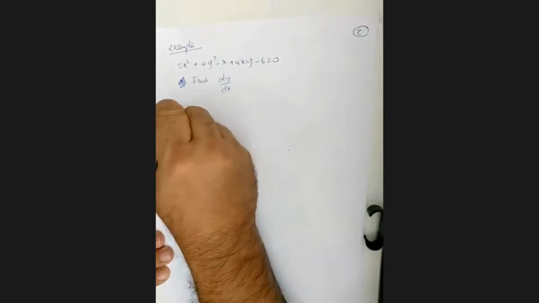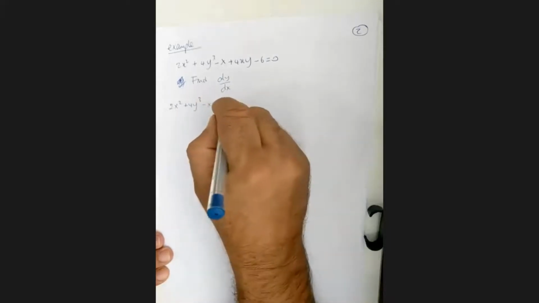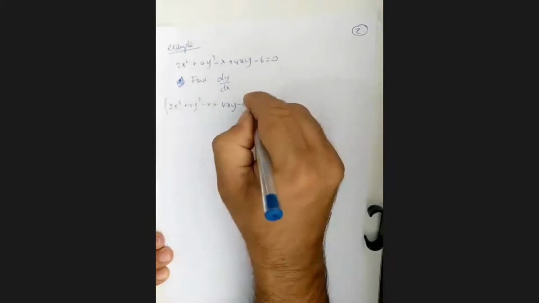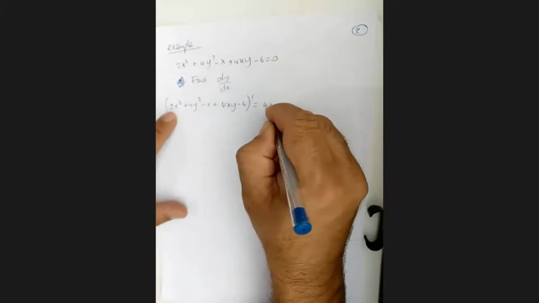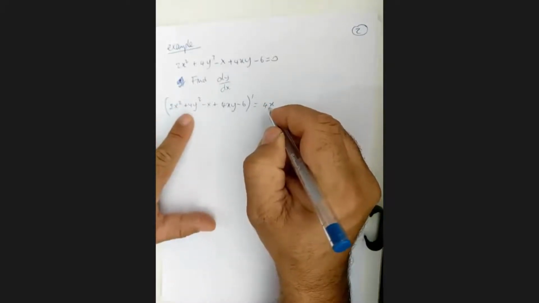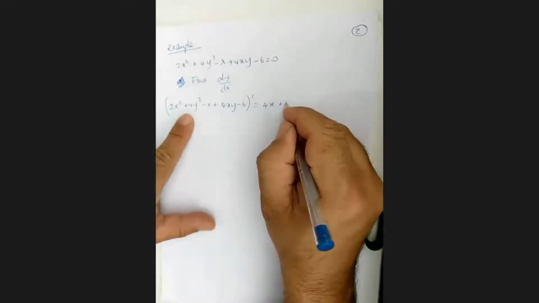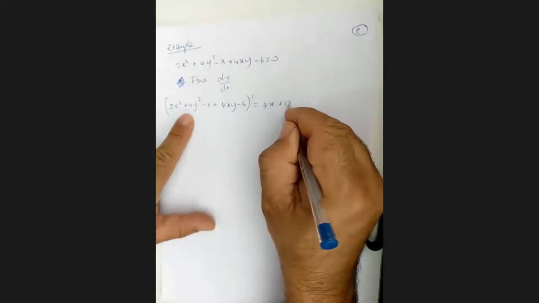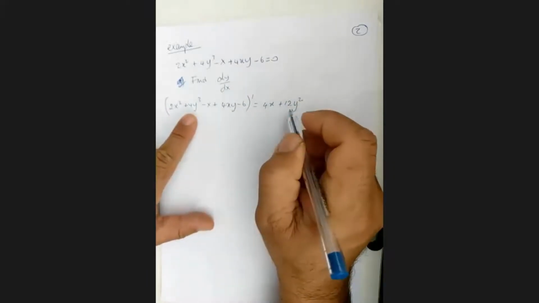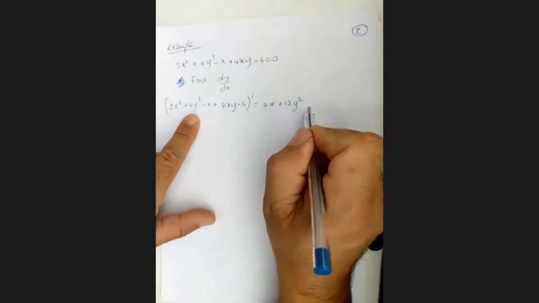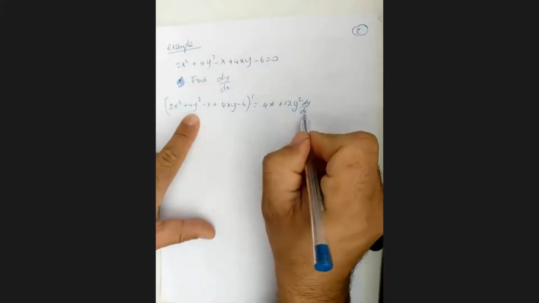So we have to differentiate 2x squared plus 4y cubed minus x plus 4xy minus 6. What is the derivative of 2x squared? 2 times 2x, it is 4x. What is the derivative of 4y cubed? Here we have to be very careful. The derivative of 4y cubed is going to be 3 times 4, 12y to the power of 2. Because we took the derivative of an expression with y, we have to put dy over dx there. You have to be careful about that.